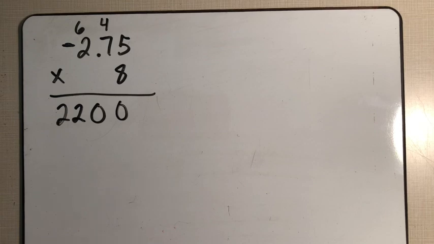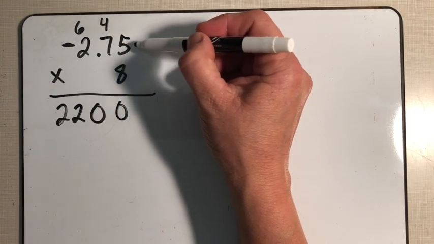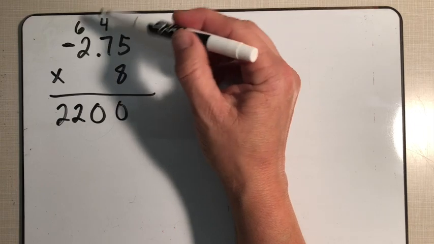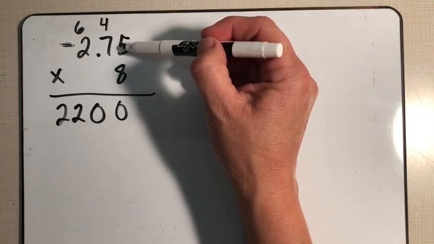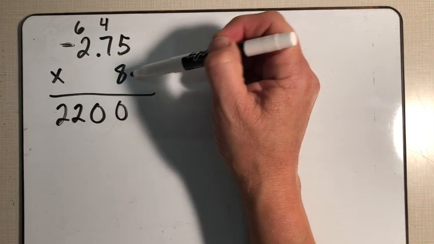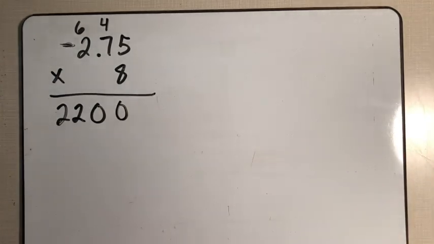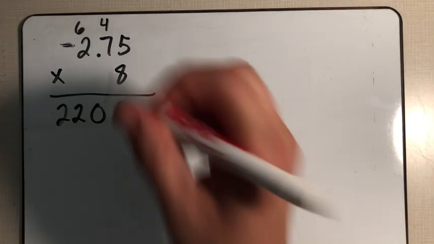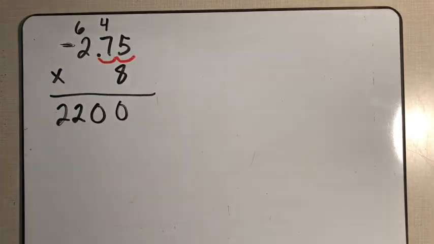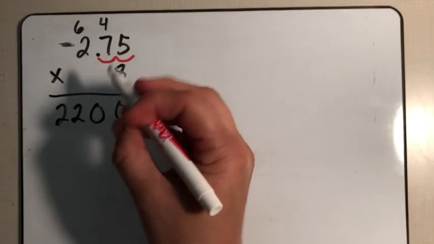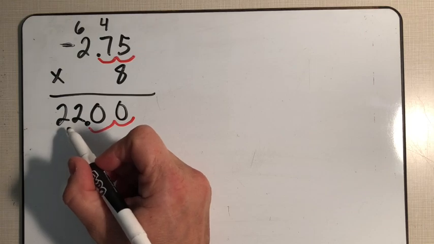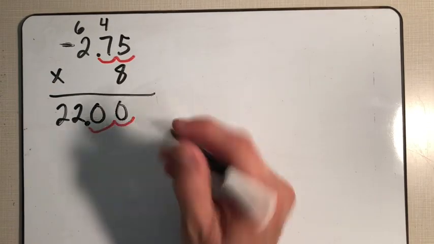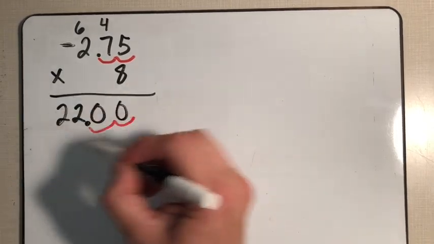Now I have to think about the decimal. 2.75 is pretty close to 3, right? If I had $2.75, I'd think, I got about $3. In this case, it's debt. So I owe about $3. 3 times 8 is 24. I'm expecting an answer somewhere around 24. I've got 2 decimal places in my problem, so I'm going to put 2 decimal places in my answer. And my decimal's going to go right there. And that's pretty close to 24, right? This was a little less than 3, so I'm expecting my answer to be a little less than 24. So that feels pretty good to me.